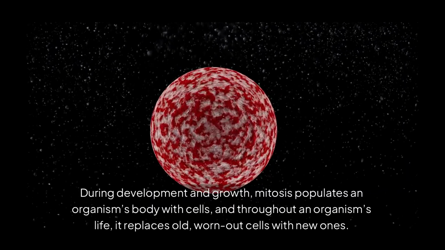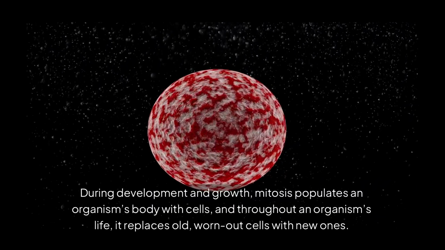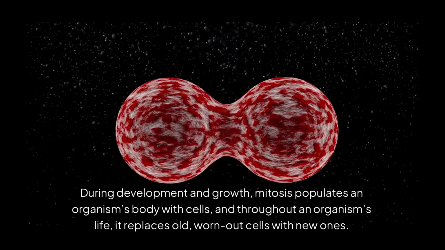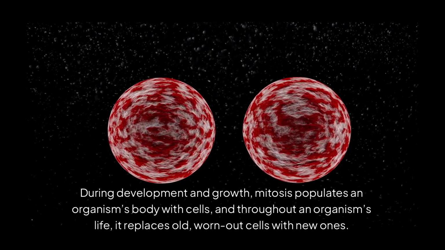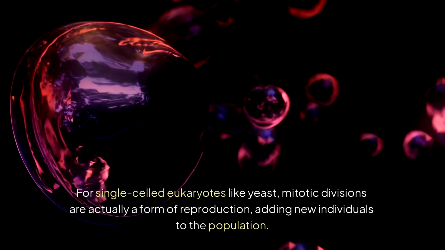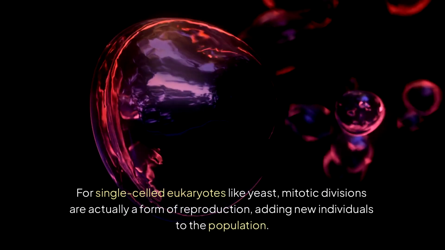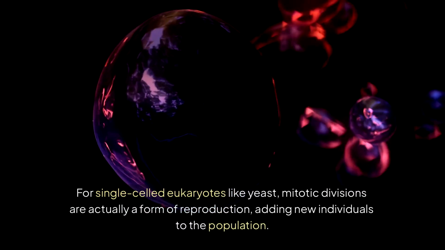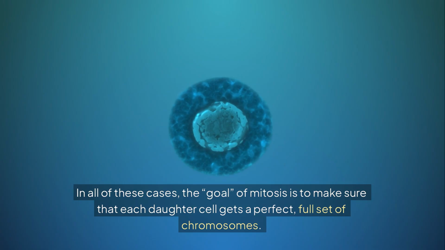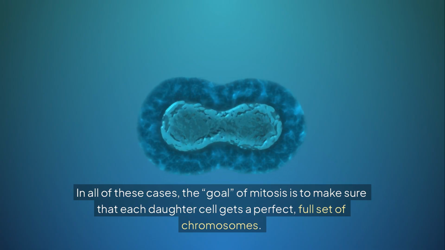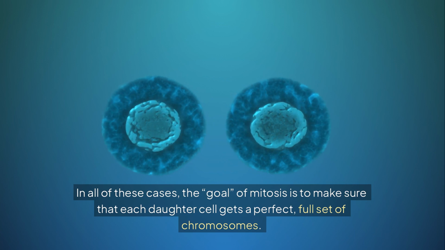During development and growth, mitosis populates an organism's body with cells, and throughout an organism's life, it replaces old, worn-out cells with new ones. For single-celled eukaryotes like yeast, mitotic divisions are actually a form of reproduction, adding new individuals to the population. In all of these cases, the goal of mitosis is to make sure that each daughter cell gets a perfect, full set of chromosomes.